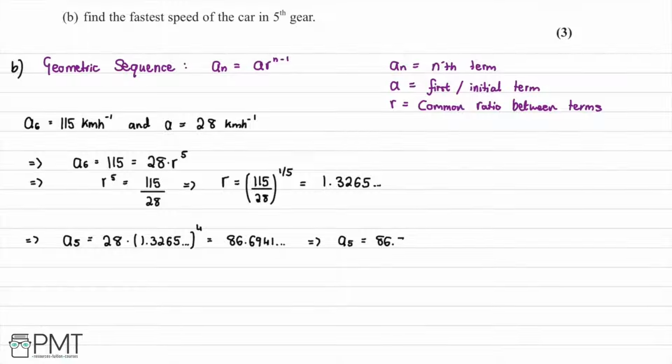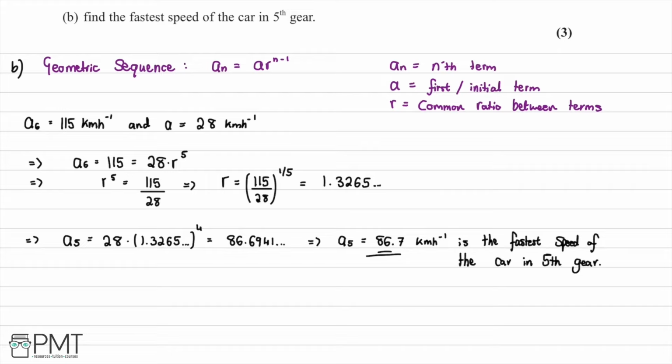That leaves us with 86.7 kilometers per hour. We've completed this question, and we'll write a little concluding statement: 86.7 kilometers per hour is the fastest speed of the car in the fifth gear. This question was worth 3 marks. We received our first mark for working out the value of r, our second mark for knowing to substitute in this value of r to find the fifth term, and the third and final mark for concluding with the correct answer, which was 86.7 kilometers per hour.